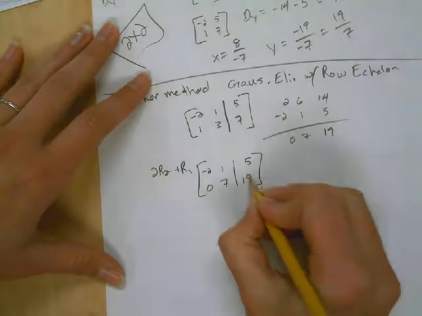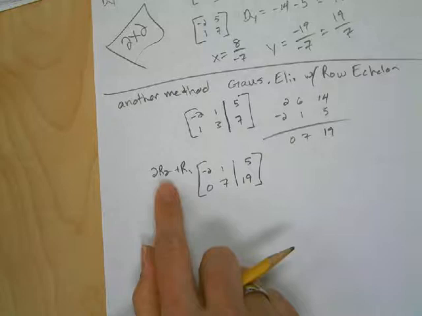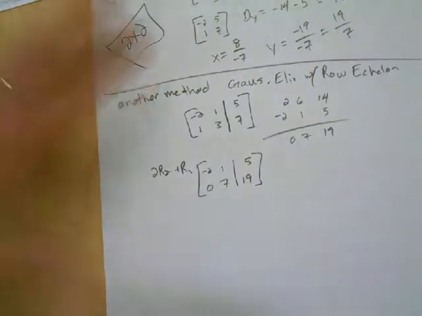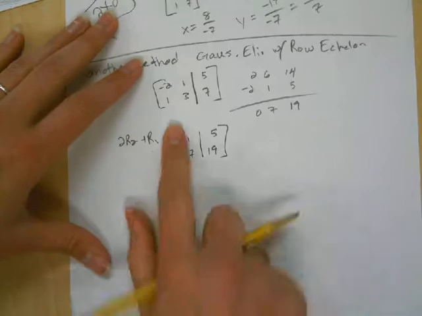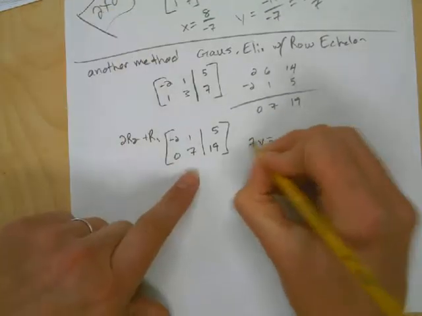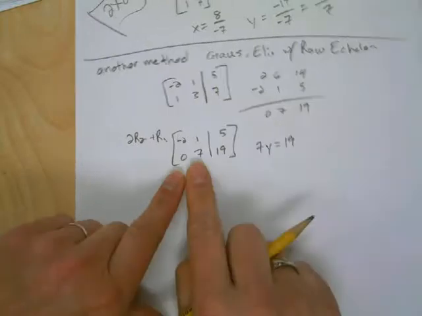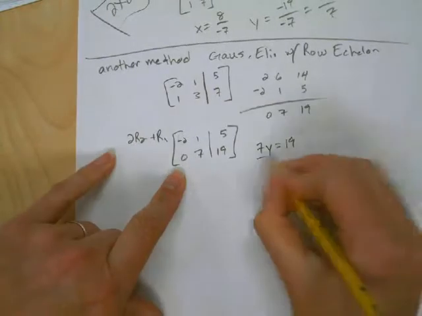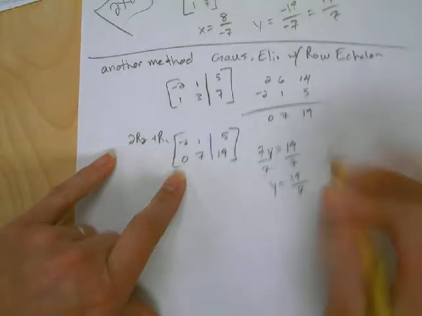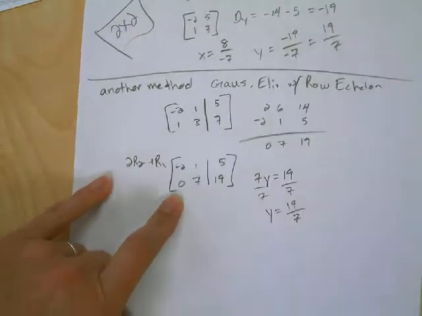I already know that 7y equals 19. Okay, so this is 7y equals 19. Divide that over, y is equal to 19/7. Okay, that's what we got up here, so that's good. And then I can take that and plug it back in, is one option, or I can keep going on this one until I end up with the identity on the left. It's kind of up to you on how you feel.